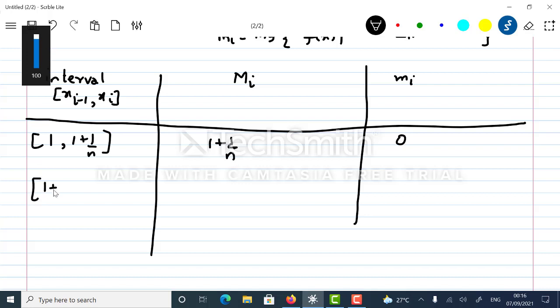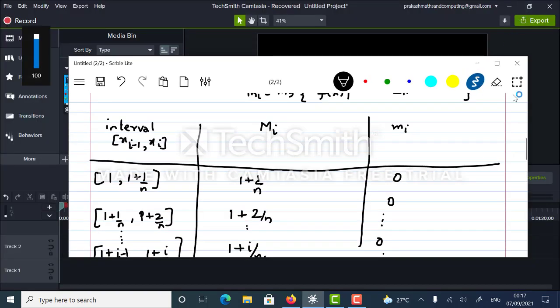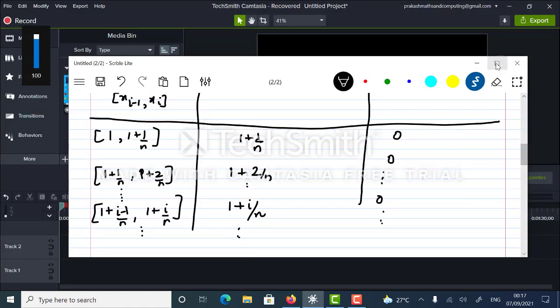Similarly, for the interval 1 plus 1 by n to 1 plus 2 by n, you can again see that the supremum will be 1 plus 2 by n. So continuing in this way, for the ith interval 1 plus (i minus 1) by n to 1 plus i by n, my capital Mi is 1 plus i by n only, and the small mi is 0. So one can continue in this way and find out what is U(P_n, f) and L(P_n, f). So let me calculate U(P_n, f) and L(P_n, f).